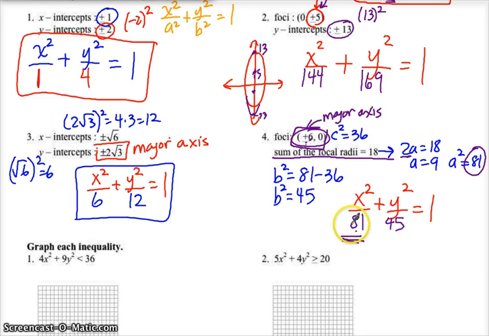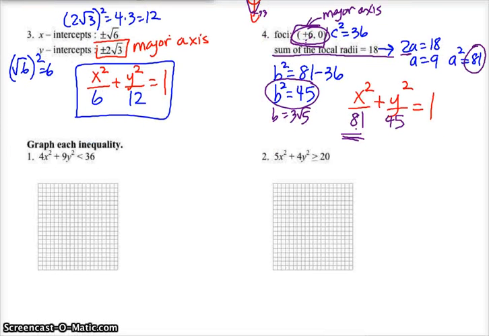Bigger number goes underneath. Then I had to apply b squared equals a squared minus c squared. I plug that in, I get b squared equal to 45. And remember, the only thing you're putting under here is b squared, so don't waste your time doing this when you're just going to have to go back and square it. So the only thing you needed to find was b squared. So there we have it, a squared and b squared. Okay, I would say go ahead and try graphing these on your own.